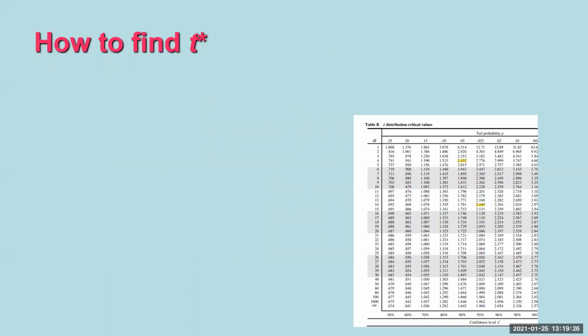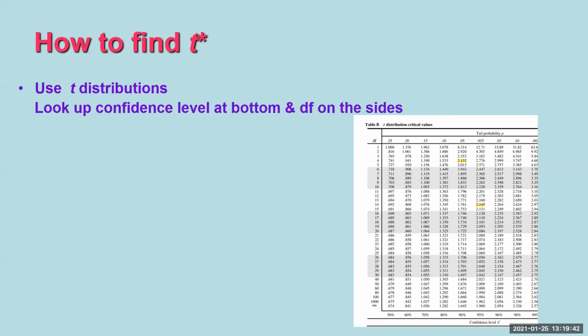So how do we find our t statistic? We have a separate table for it. If you open up your AP formula sheet, your first two tables are your z tables for positive, negative. The next two are your t tables. Look up the confidence level at the bottom and degrees of freedom on the sides. Remember, degrees of freedom is your sample size minus 1.